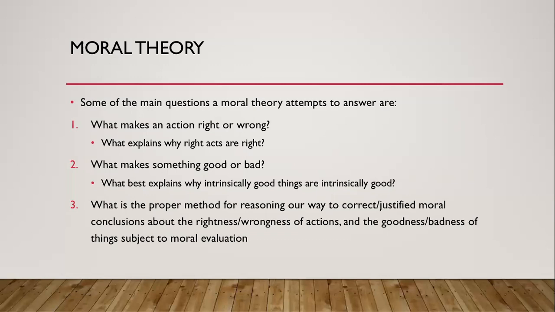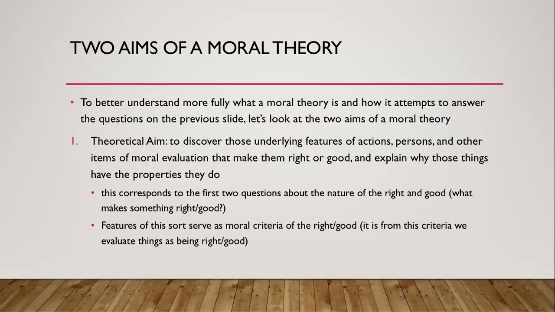Because all moral theories that are value-based are going to take something to be intrinsically good, okay? It's not a theory of extrinsic good. I just want to be clear on that. It's only things that are intrinsically good. Third, what is the proper method for reasoning our way to correct or justified moral conclusions about the rightness or wrongness of actions and about the goodness or badness of things subject to moral evaluation, okay? These are just what all moral theories do, okay? And it's going to come to what's called 2 aims. There's 2 aims to every moral theory, okay?